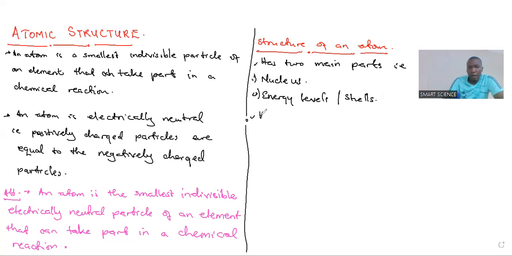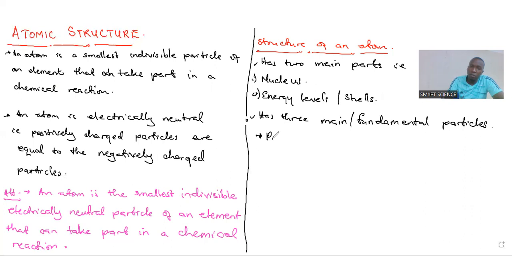Then an atom has three fundamental particles. And these fundamental particles include 1, protons. These ones are positively charged and found in the nucleus.